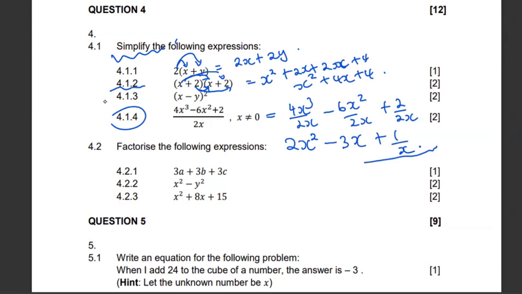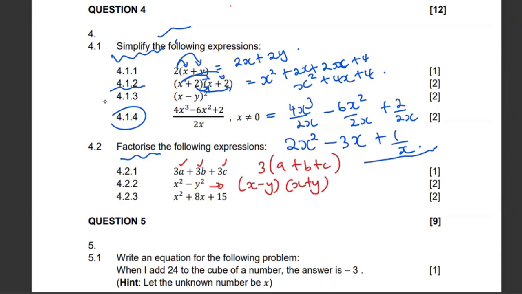Then 4.2. They're asking us to factorize. Now, when you're factorizing, it's basically the opposite of simplifying or opening brackets. Okay. So looking at the first part, remember we have a number of methods that we use. With the first part, we have 3 common. Take it out. We shall be left with a plus b plus c. With the second part, it's a difference of 2 squares. So you're going to have x minus y and then x plus y.